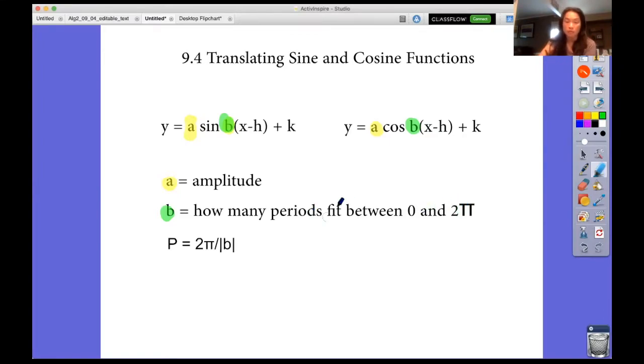Remember, the formula to find the period is 2 pi divided by the absolute value of B. I didn't add this last part here, which is K. I think you know K pretty well from all the translations we've done in the past. We've done quadratics, exponential, and logarithmic, so this should be a pretty easy transition. It's just learning the new function.